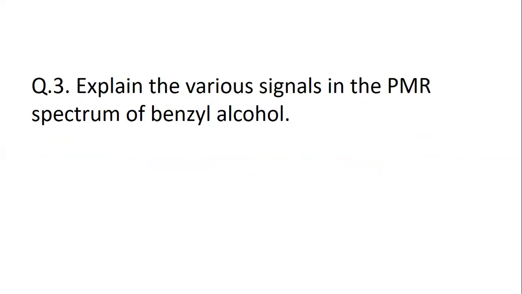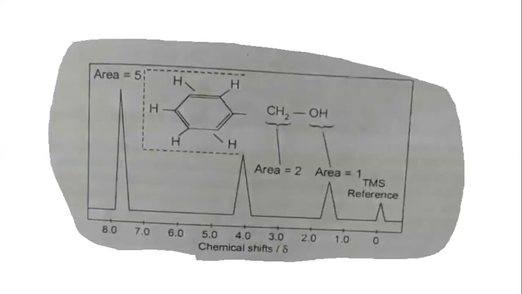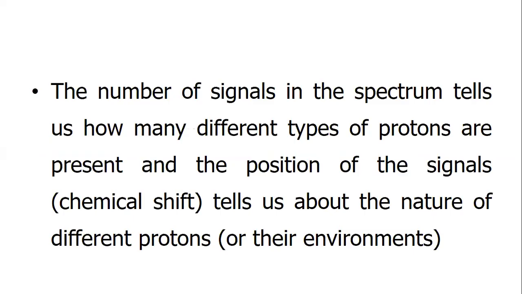Explain the various signals in the PMR spectrum of benzyl alcohol. This is the benzyl alcohol. The number of signals in the spectrum tells us how many different types of protons are present, and the position of the signals tells us about the nature of the different protons in their environments.